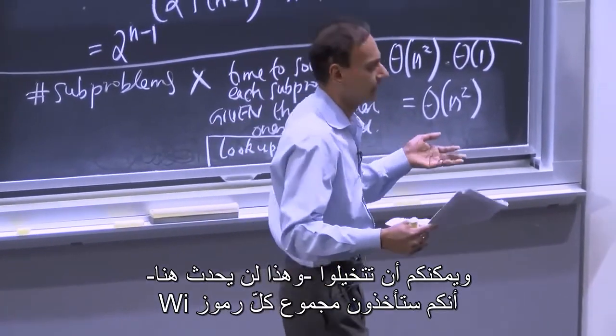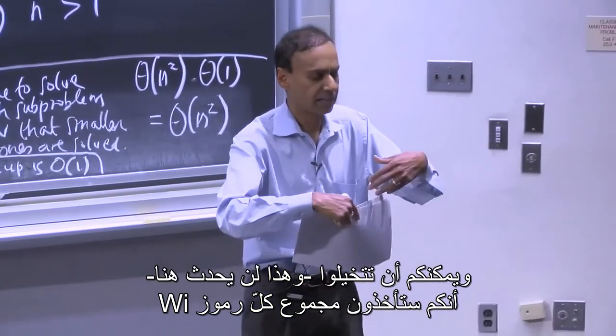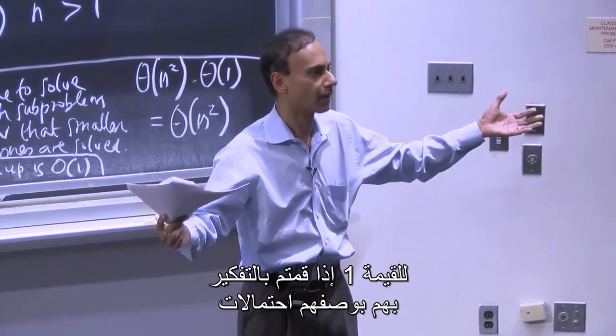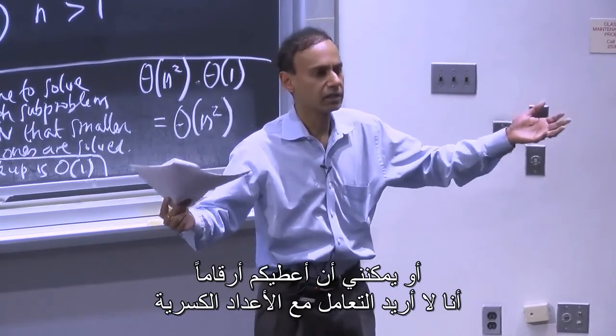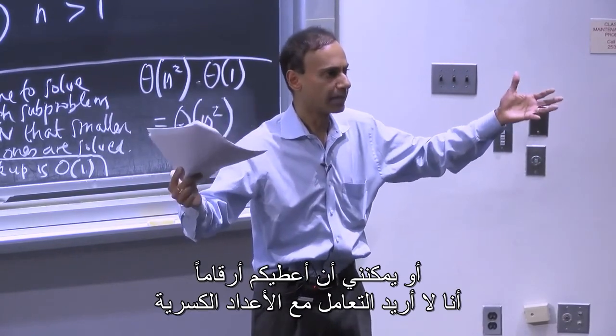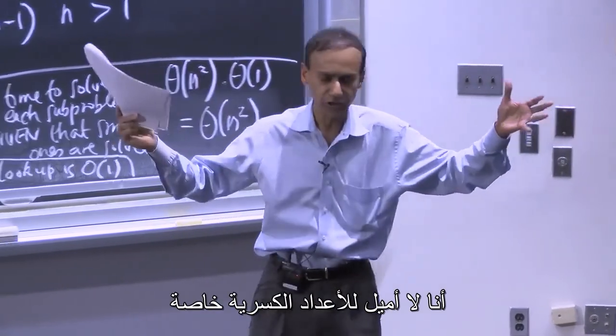Right? So you can imagine, and we won't have this here, that the Wi's all sum up to 1 if you want to think of them as probabilities, or I'm just going to give you numbers. I don't want to deal with fractions. No, I don't particularly like fractions.